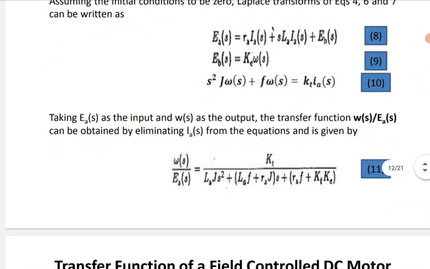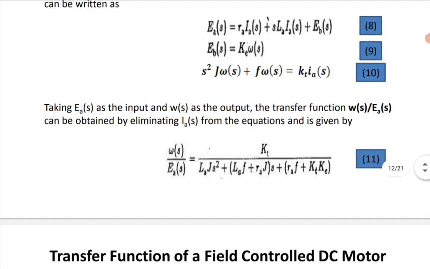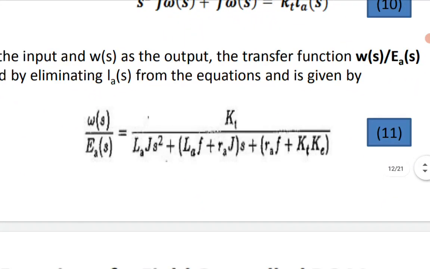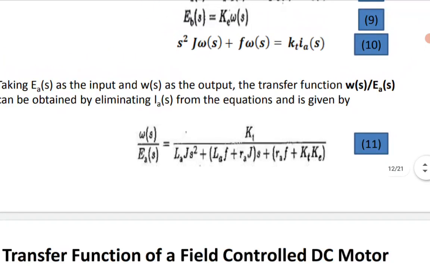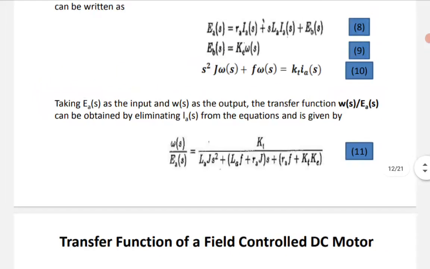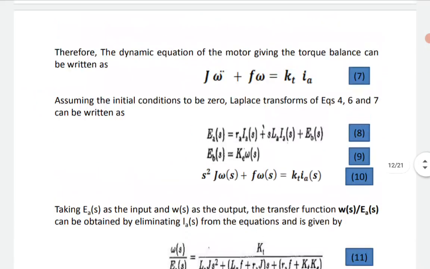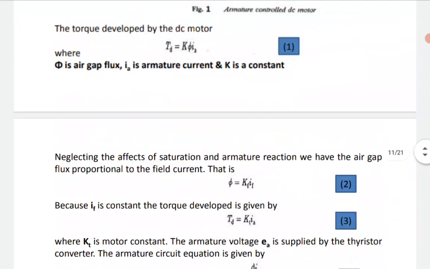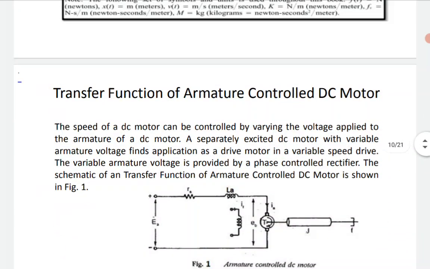Then after mathematical substitution, it generates omega of S by E of S, which is Kt divided by the quantity La J S square plus (La F plus Ra J) into S plus (Ra F plus Kt Kc). So that is the actual transfer function developed for the armature controlled DC motor system.